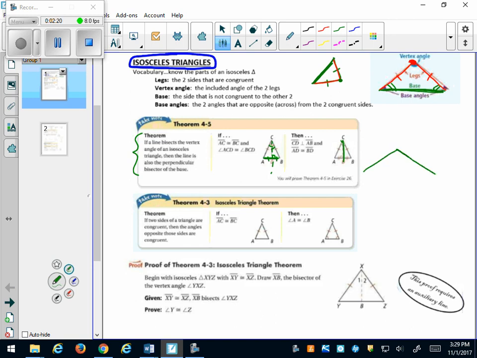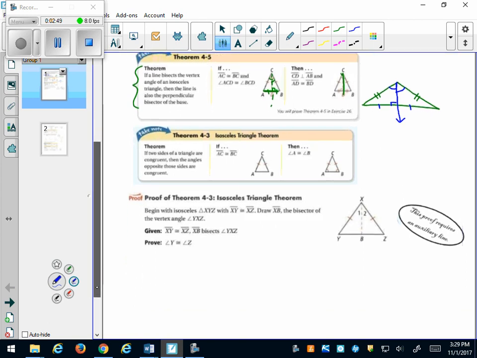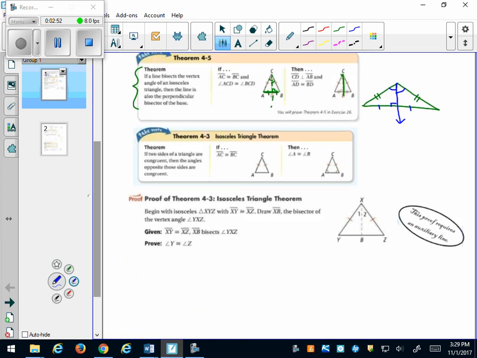Let's take another one. Here's an isosceles triangle. If I create a bisector of the angle, I'm not focusing on where it's going through the side, I'm just focusing on cutting this angle in half. If I do that, it automatically will cut the opposite side, the base, in half, and it will go through at 90 degrees. We're going to need that theorem in the proof that we're going to write of this next theorem.